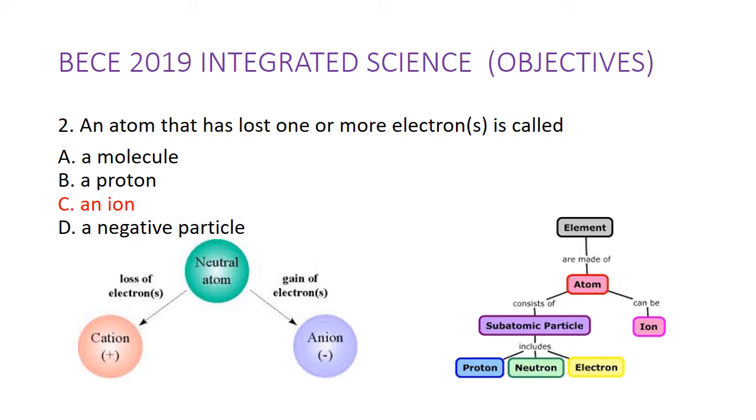So I hope you get that. Whenever an atom loses or gains electrons, it becomes an ion. Whether it's a cation or an anion depends on whether it lost electrons or gained electrons. When an atom loses electrons, it becomes a cation, with a positive charge, but when it gains electrons, it becomes an anion with a negative charge.